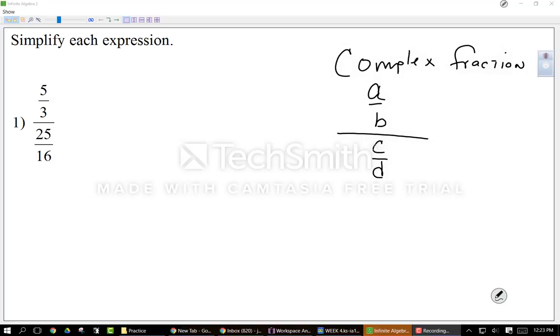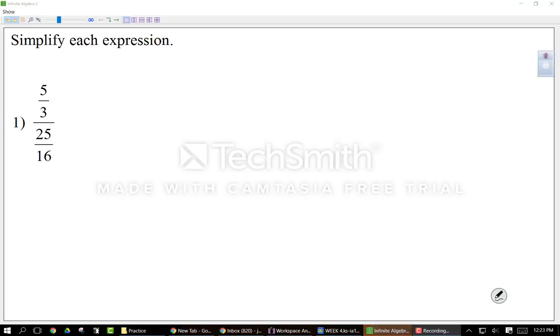So let's look at this first problem here. This is a complex fraction, right? It's got 5 over 3, and then we're dividing that by 25 over 16. It looks to be a lot of division bars, okay? But the 5/3 is one fraction, the 25/16 is the other fraction, and this bar in the middle is just our dividing bar between the two individual fractions. So here's how I do this with the shortcut.